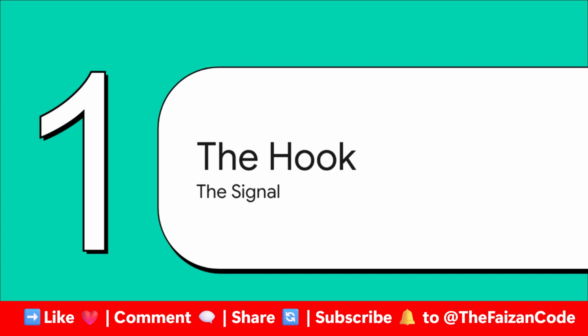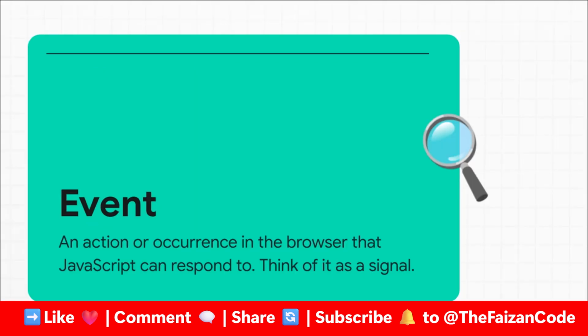Okay, so to get started, let's really nail down this core idea. Before we can make anything happen, we need some kind of trigger. In our world, that trigger is called an event. And honestly, the best way to think about an event is just as a signal. And that's really all there is to it. An event is just the browser's way of raising its hand and saying, hey, just so you know, this thing just happened. It's not the action itself, it's just the notification. The signal goes out, and then it's our code's job to catch it and do something cool.